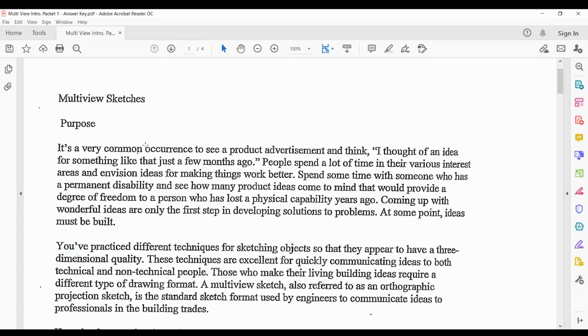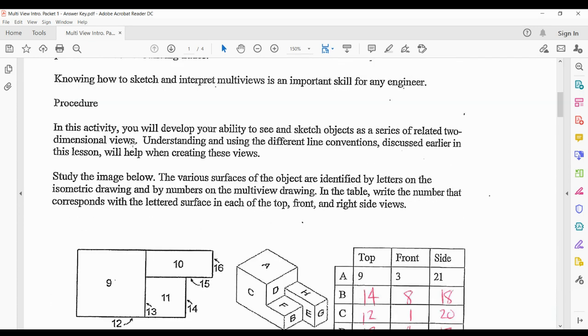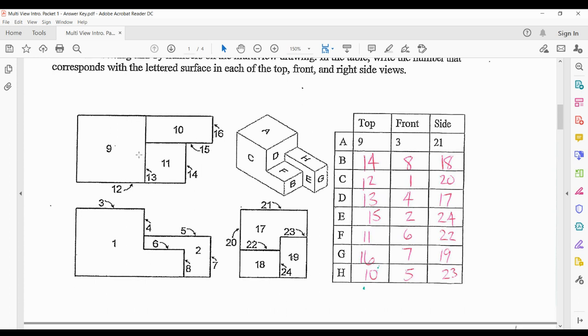We already went through this first page if you're in Group A on Tuesday and if you're in Group B on Friday. But remember how we talked about this is a multi-view sketch because it has multiple views of the sketch. The top view is always in the top left, front view is always in the bottom left, right view in the bottom right, and then your isometric always in the top right.